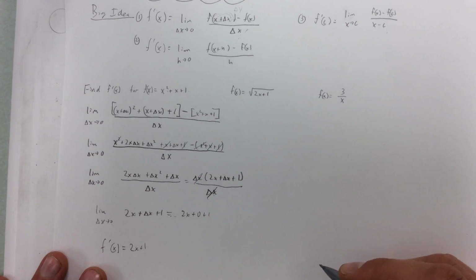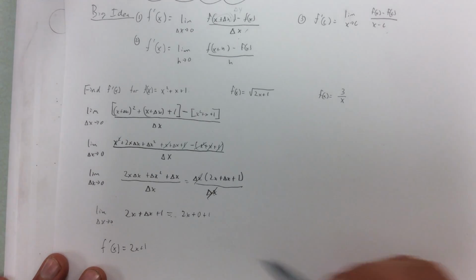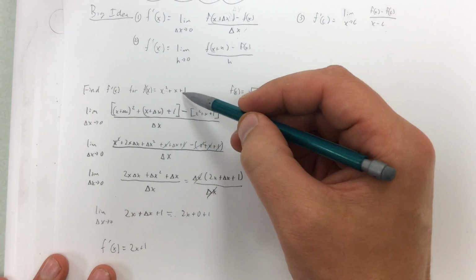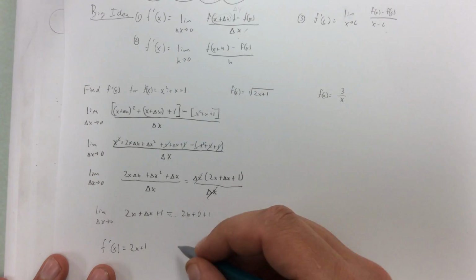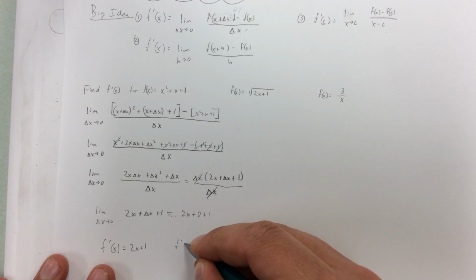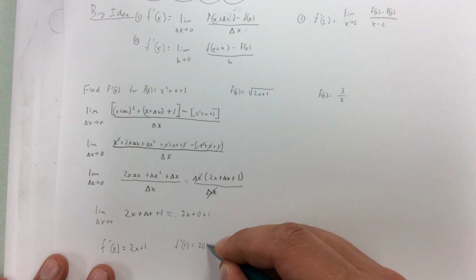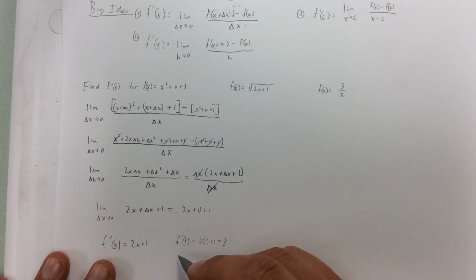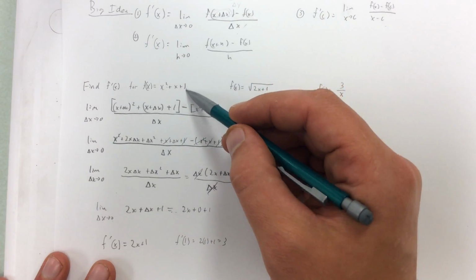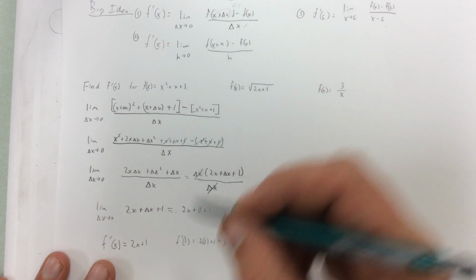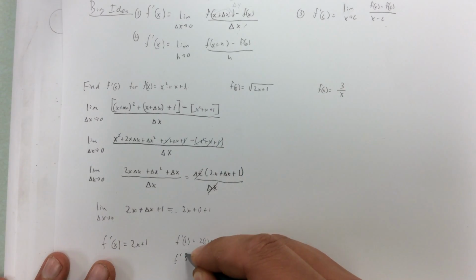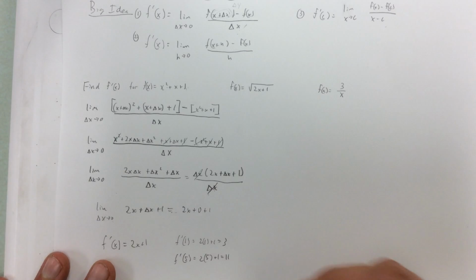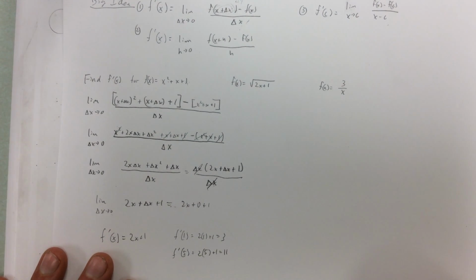Now you may be saying, Mr. Kuhne, how does that help me find the slope? I can plug in any number now to find the slope. So if I want to find the slope of this function at 1, I could just say f prime of 1, just plug it in. It's going to be 2 times 1 plus 1, so the slope's going to be 3. If I wanted to find the slope of this function at 5, f prime of 5, 2 times 5 plus 1. So the slope at 5 is going to be 11. Okay.